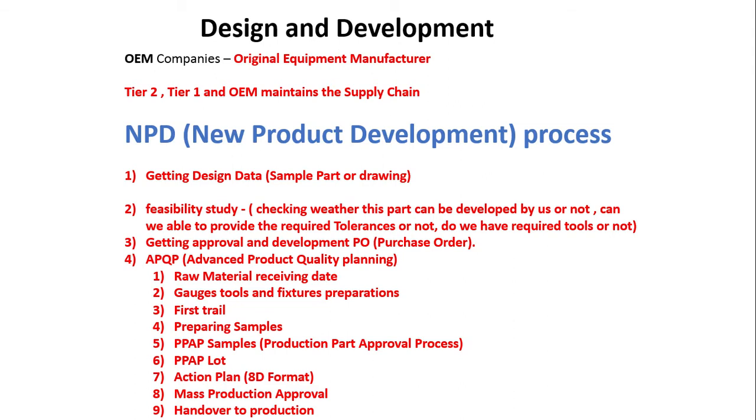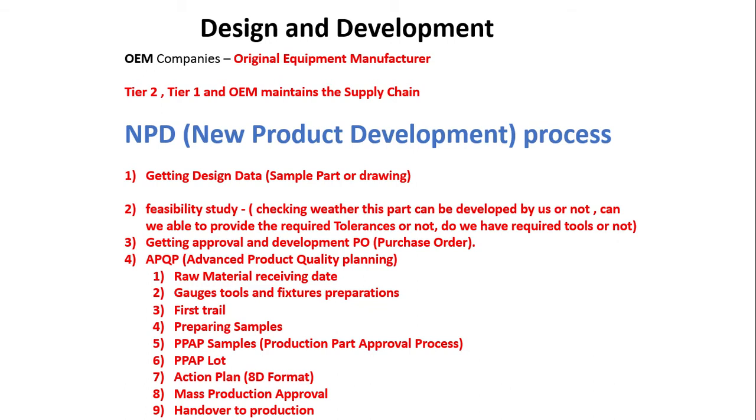Main thing, right? Once the feasibility study is satisfied, we go ahead with getting approval and development. That is the PO form, the purchase order. Once the purchase order is submitted and you get the approval, we start dealing with the design process, developing it through APQP, that is, advanced product quality planning. This is the standard set of plans we follow. We will go through these steps now.